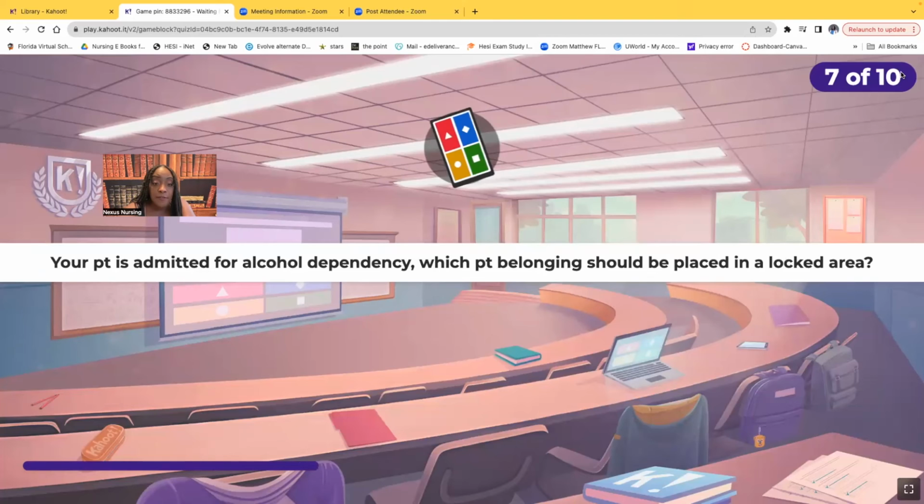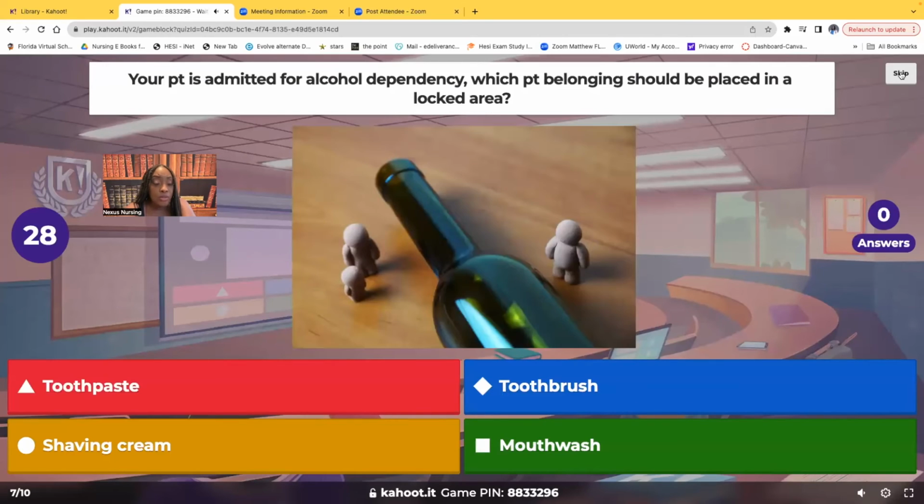Your patient's admitted for alcohol dependency. Which patient belongings should be placed in a locked area? Would it be their toothpaste? Would it be their toothbrush? Would it be their shaving cream? Or would it be their mouthwash? Your patient's admitted for alcohol dependency. Which of their items are you going to lock away?